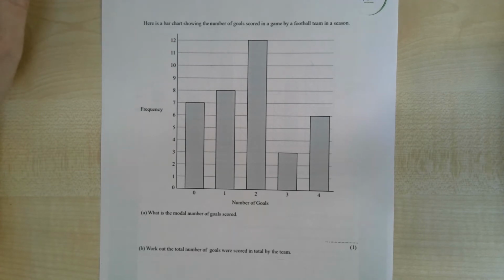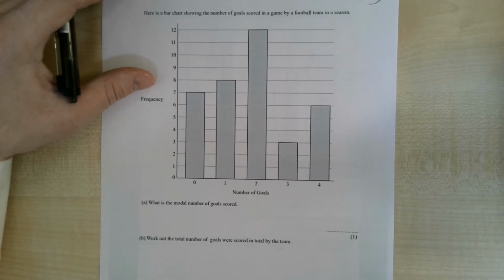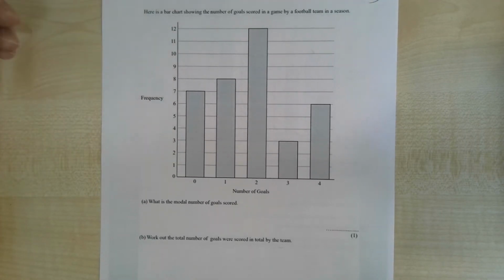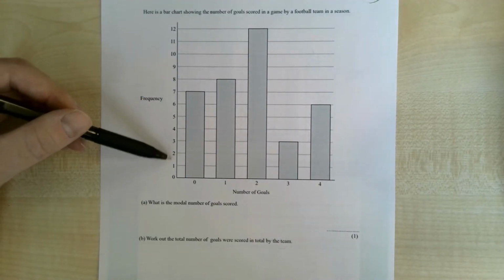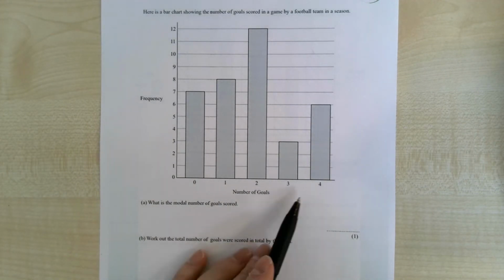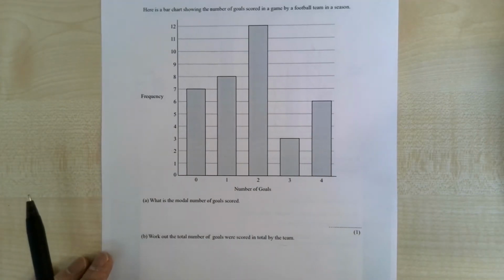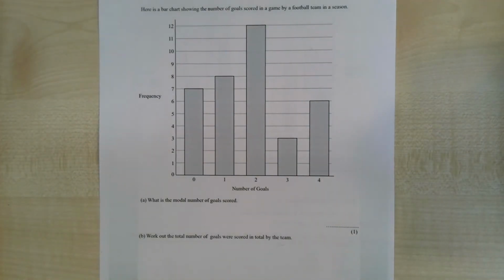Here's the second question. We're told, here's a bar chart showing the number of goals scored in a game of football by a football team in a season. On the vertical axis we've got our frequency, so that would be games. The number of goals scored in each of those games is down here. We've got A and B. Have a go at this question for yourself, see how you do. Pause the video now.